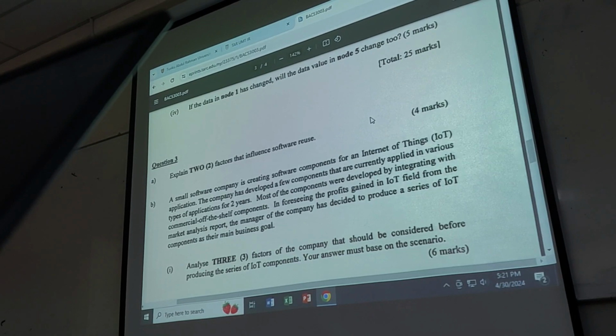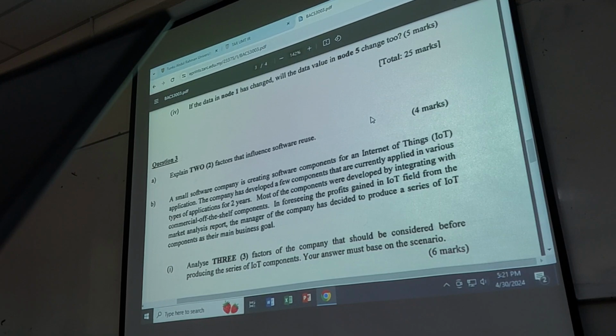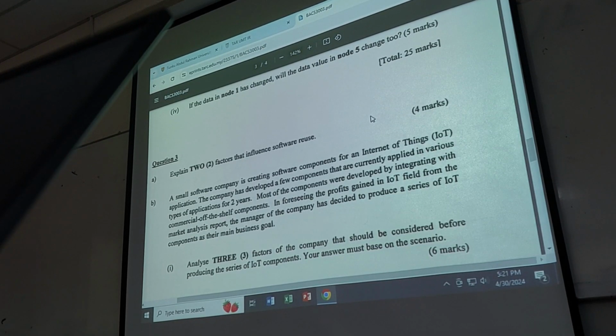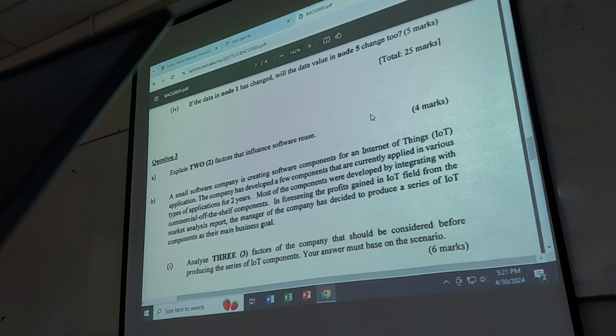It's a company that develops IoT applications. This company has already got 2 years of experience. They have developed a few components that are currently applied in various types of applications for 2 years. Cannot say very long, also cannot say very short, in terms of experience now.